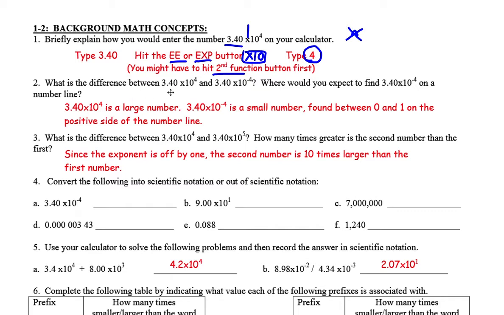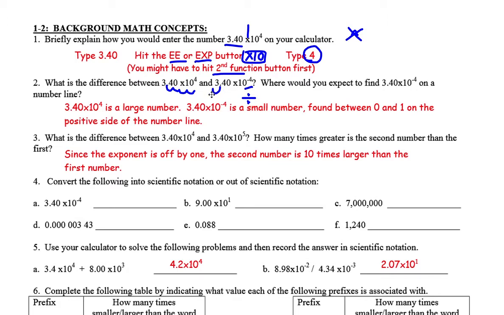All right, what's the difference between 3.40 times 10 to the fourth and the same coefficient times 10 to the negative fourth? Where would you expect to find a negative fourth on a number line? Well, you should be thinking positive exponent means multiply. So whenever you have a positive exponent like 10 to the fourth, you multiply 3.40 times 10 four times. So it's going to get bigger, bigger, bigger. So you take that decimal mentally and you say, well, it's going to shift to the right and it's going to keep getting bigger. This negative exponent tells us go the opposite way. It actually tells us to divide by 10. So that means it's going to get smaller.